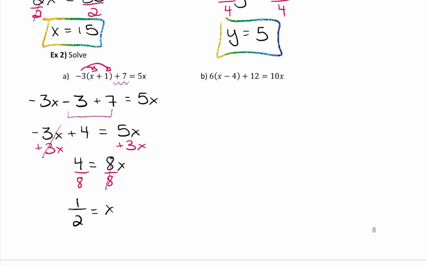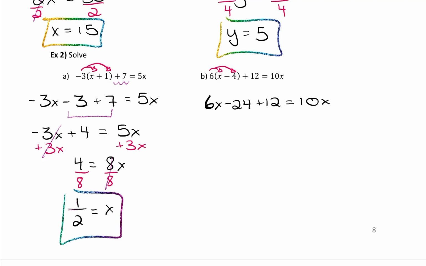So 1/2 equals x. This one is a little bit trickier because it is bringing in that new grade 9 concept of having variables on both sides. So let's try b together before we start doing some on our own. So for b, your first step, again, is to multiply by the 6, just what's in the bracket. The plus 10 equaling 10x that comes after that is going to stay the same. So 6 times x is 6x. 6 times negative 4 is negative 24. Again, the plus 12 equals 10x stays the same.